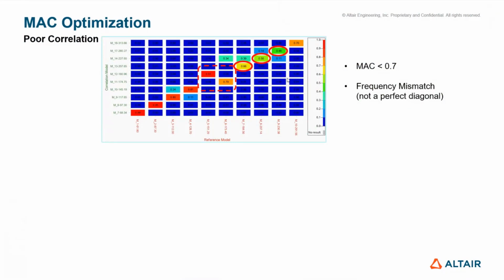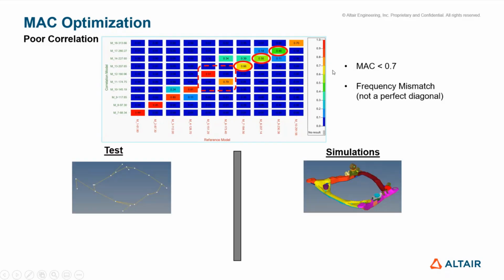So we did see the image of poor correlation. Let's spend some more time on it. I said that if the MAC values are less than 0.7, then it is considered poor correlation, and also there are some frequency mismatches here. So why may this poor correlation come? It can be because of test. It can be because of simulation too. So it is not always that the test is right and there are problems in simulation only.